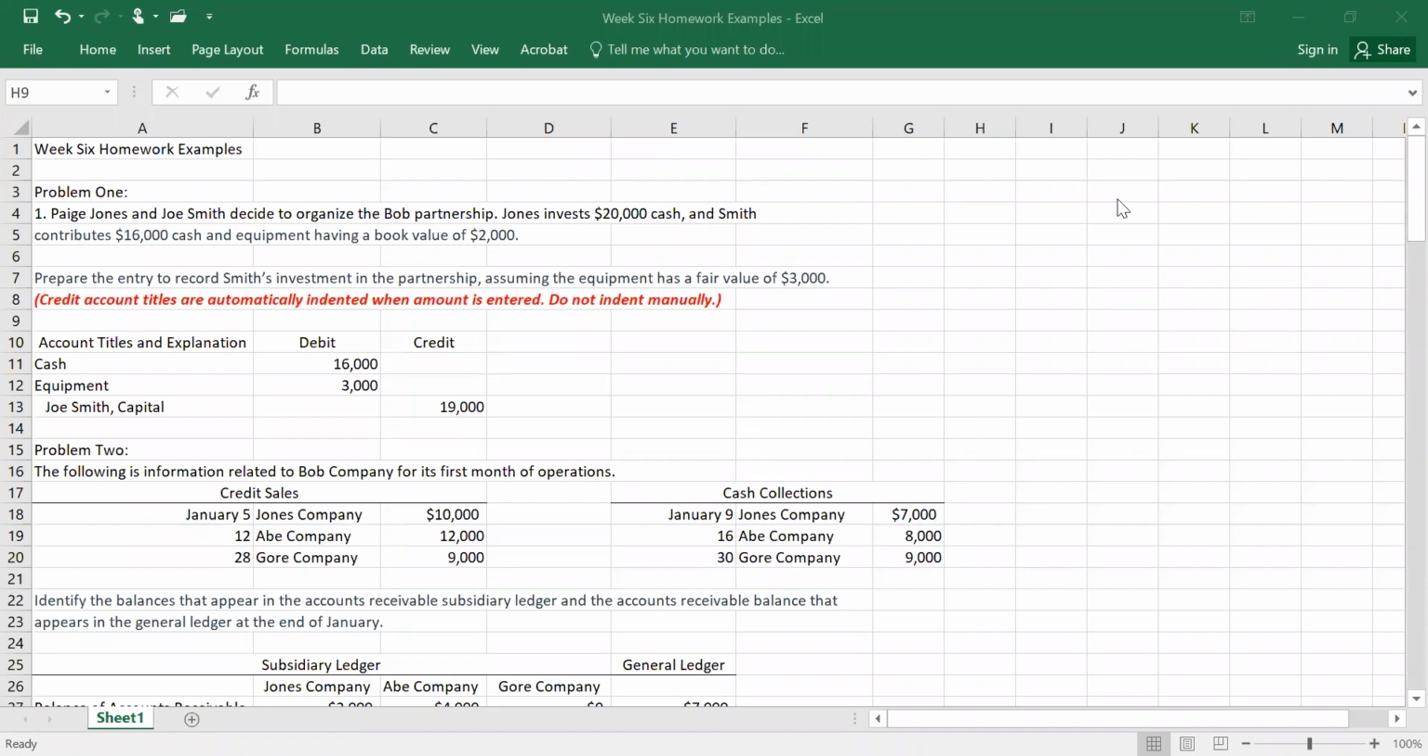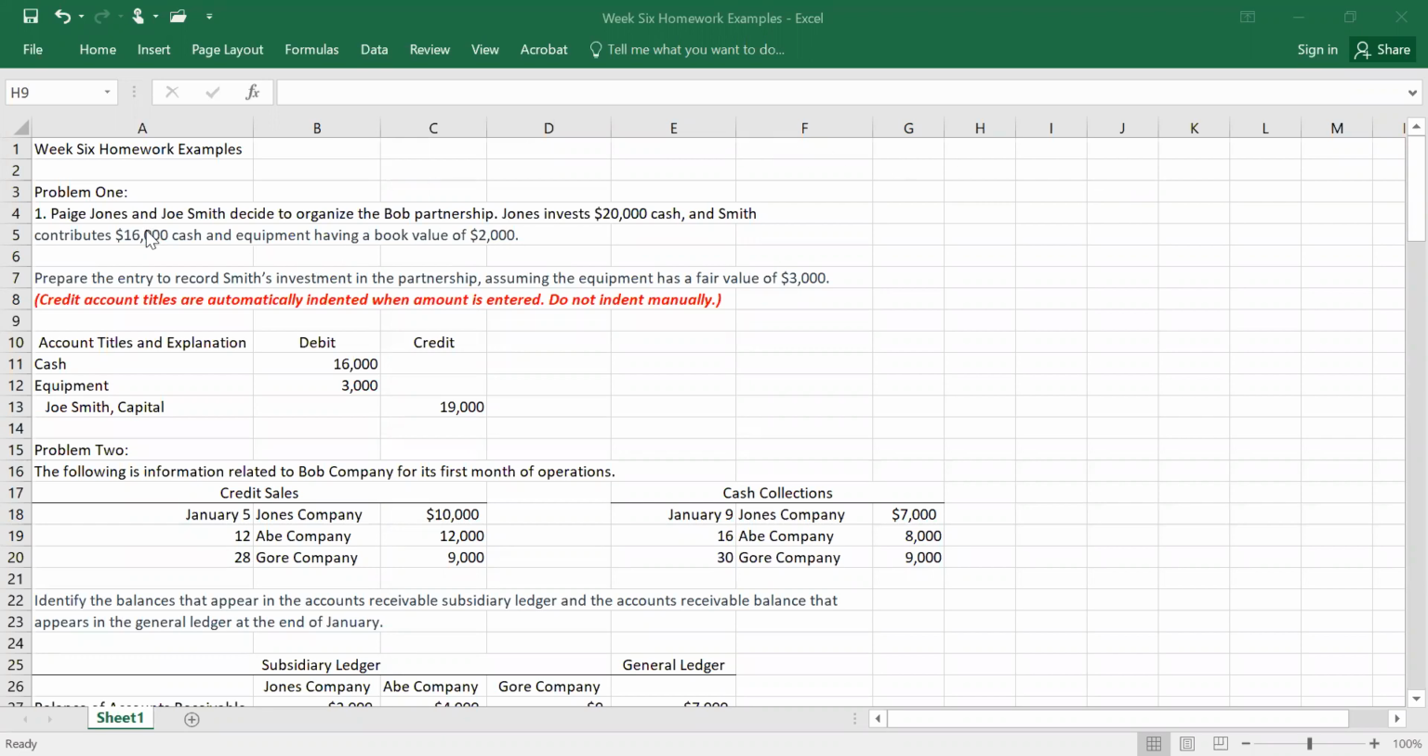Paige Jones and Joe Smith decide to organize the Bob partnership. Jones invests 20,000 cash. Smith contributes 16,000 cash and equipment having a book value of 2,000. Prepare the entry to record Smith's investment in the partnership, assuming the equipment has a fair value of 3,000.